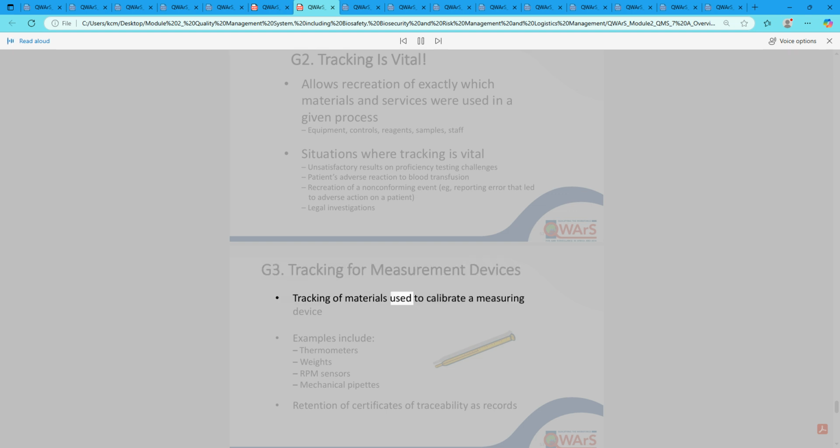G3. Tracking for measurement devices. Tracking of materials used to calibrate a measuring device. Examples include thermometers, weights, RPM sensors, mechanical pipettes, with retention of certificates of traceability as records.